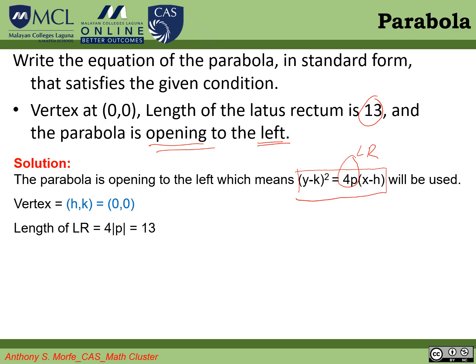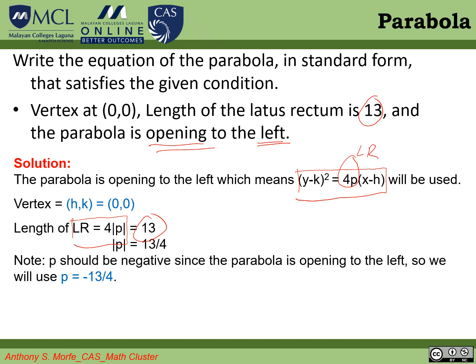Now, the length of the latus rectum formula is equal to 4 times the absolute value of P, which is equal to 13. Okay, so that gives us an idea of how to find P. So solving for P, P should be negative. Why? Because it is opening to the left. The word left there gives us an idea of what our P is. So the absolute value of P is 13 over 4, but since it is described here that the parabola opens to the left, then we take P equal to minus 13 over 4.